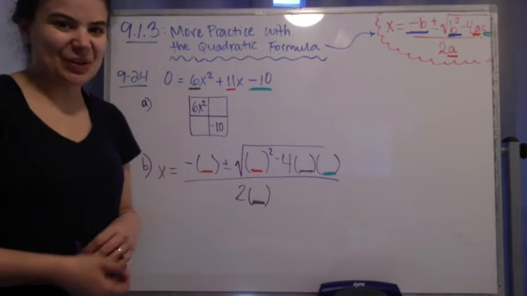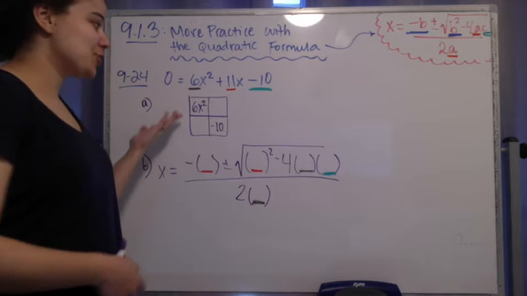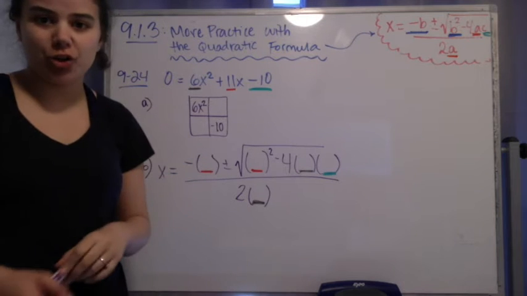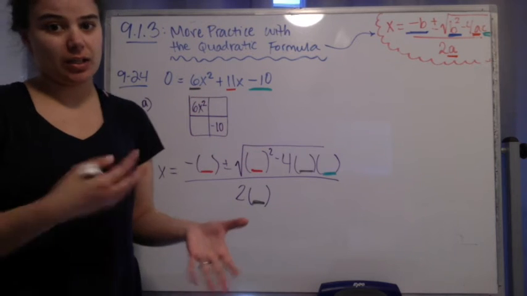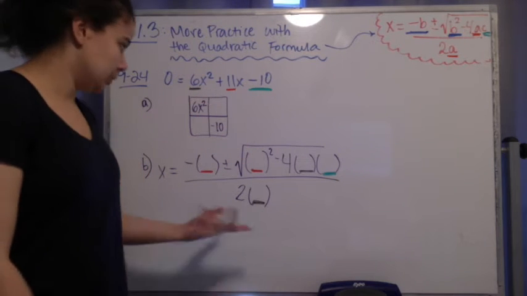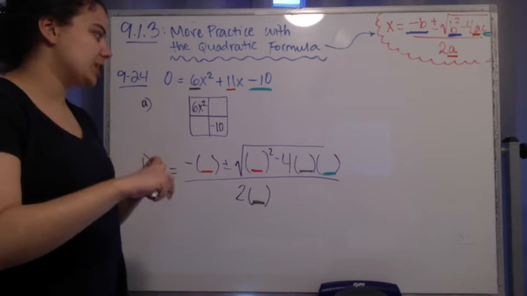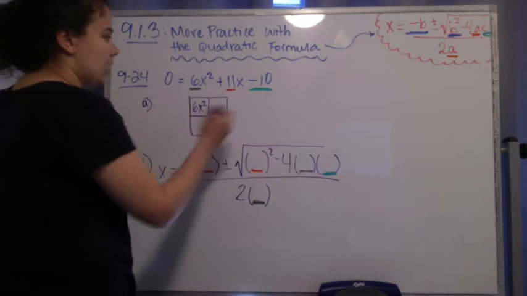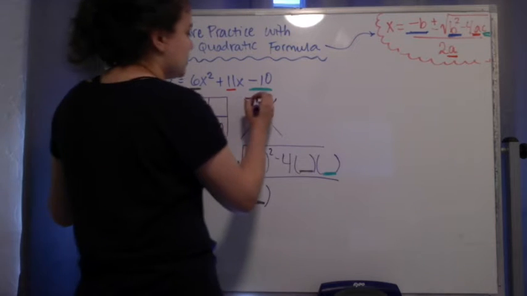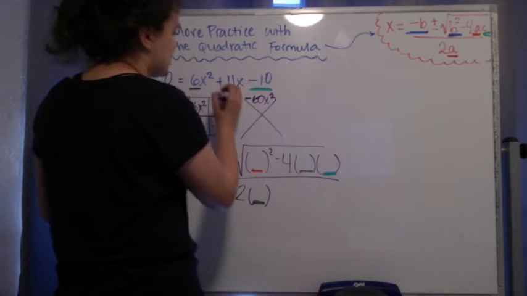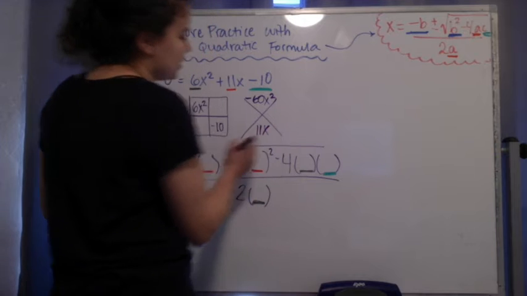Alright, welcome back. So the factoring for part A is a little trickier than normal. We do have a big old number out in the front. There isn't a GCF that you can factor out. So let's go through it together. For 6x squared and negative 10, your product is going to be negative 60x squared, and the sum should be 11x.